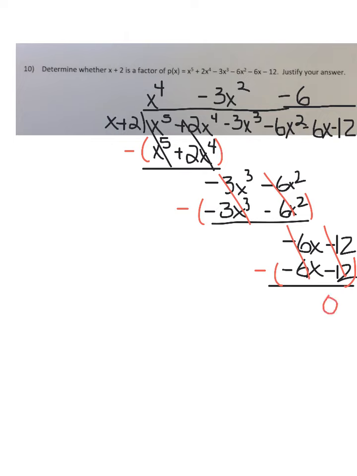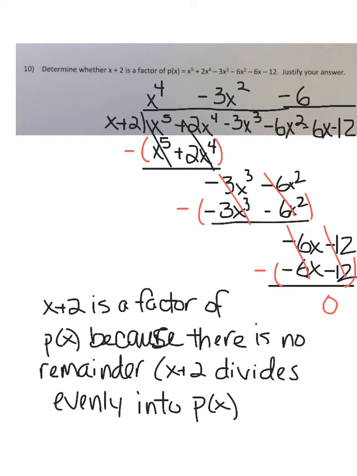Okay, so remember what I talked about. If we have no remainder, then x plus 2 would be a factor of p of x because there's no remainder. So in other words, x plus 2 divides evenly into p of x, and that would be your answer. Okay, make sure that you were taking notes in your notes packet.